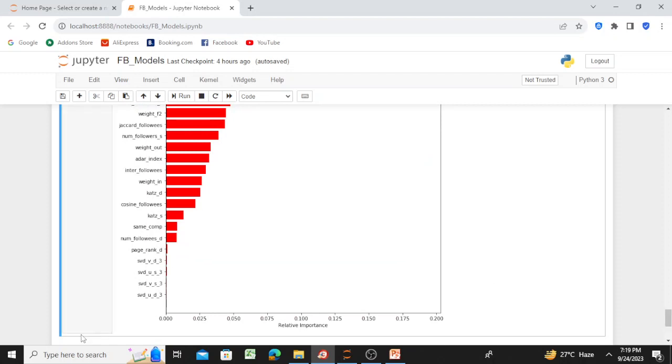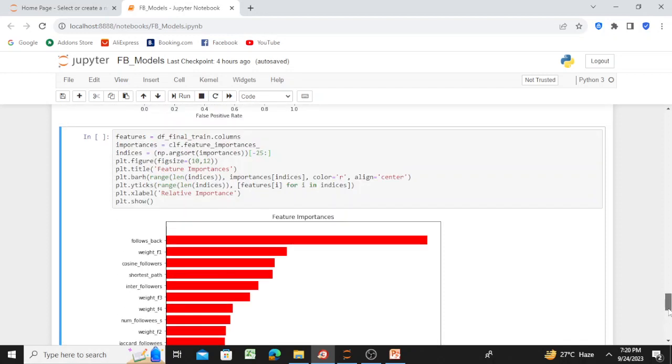You have here the SVDs. What it says is that except the last 6 features, which are related to SVDs, the rest of them have some value. Just see, all these are having some values. You can see the feature importance from this particular graph: follows back, weight and score F1, cosine followers, shortest path, intermediate followers, weight and score F3, weight and score F1, number of followers, weight and score F2, Jaccard followers.